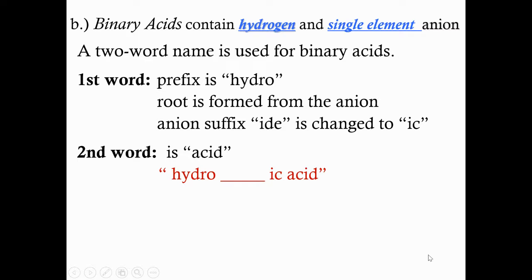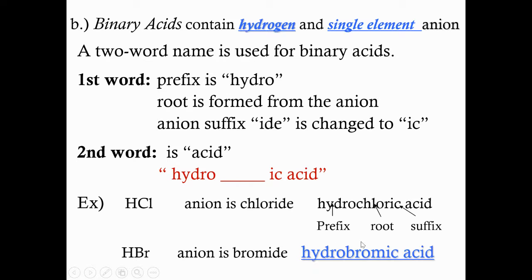So let's start with binary acids. Bi means two. So binary acids contain hydrogen and one other element. And we use a two-word name for binary acids. The naming format is what I call hydroblankic acid. So all binary acids will be hydro-something-ic acid. And the something is basically the other element it's connected to.